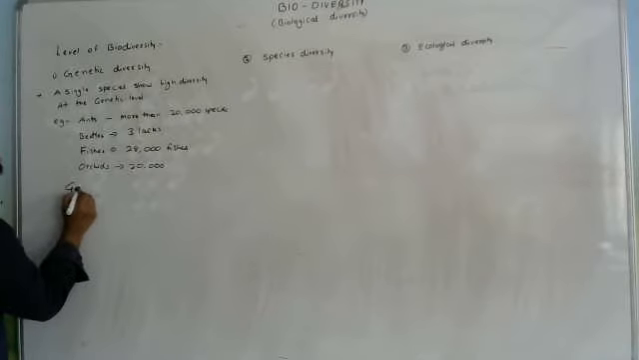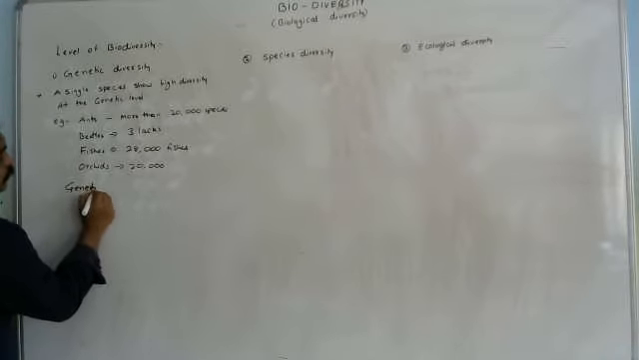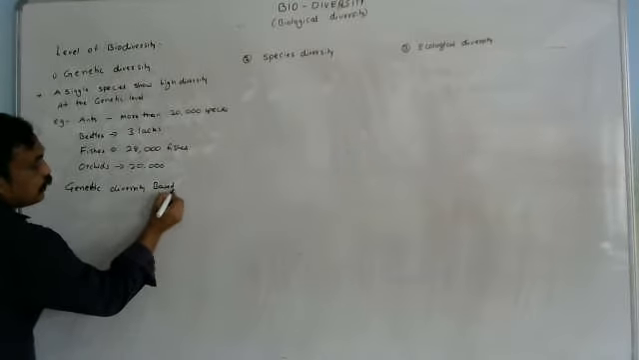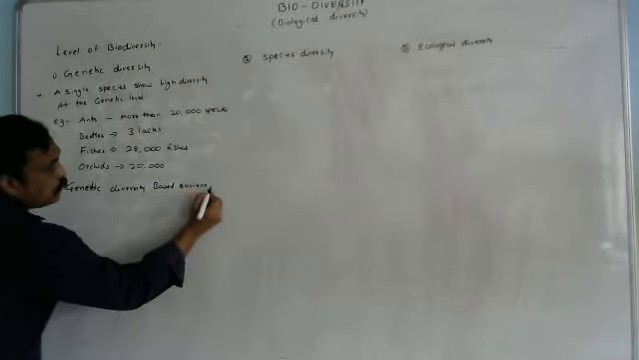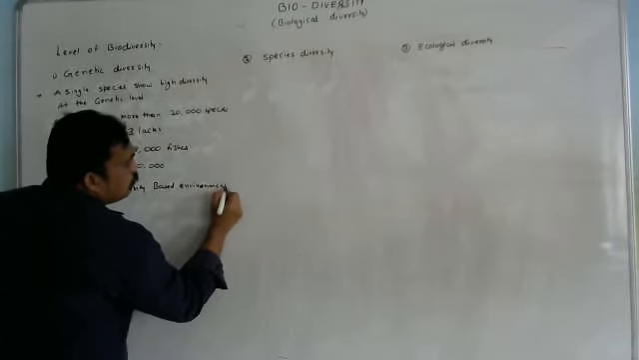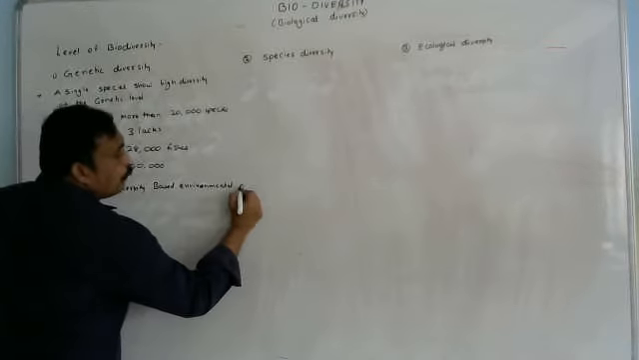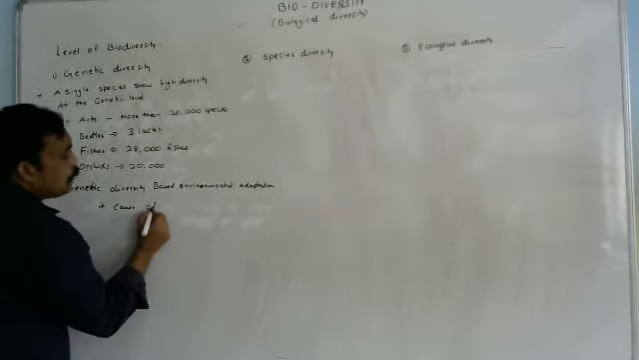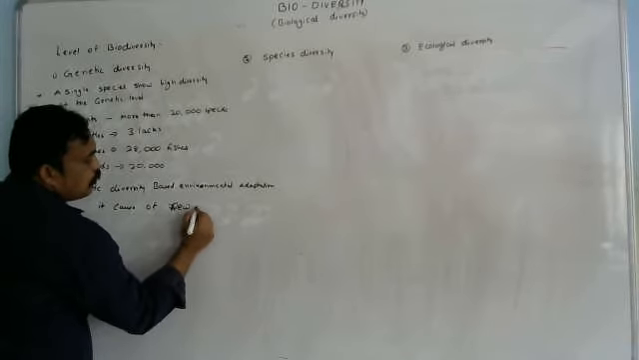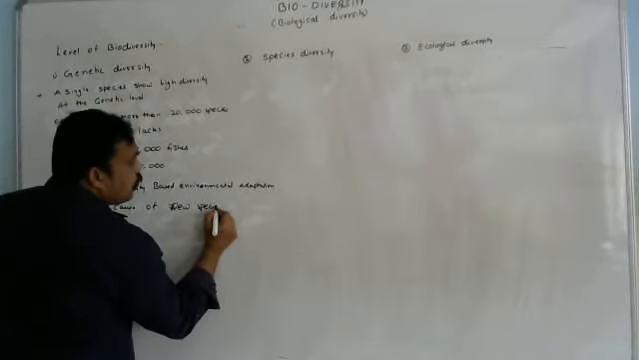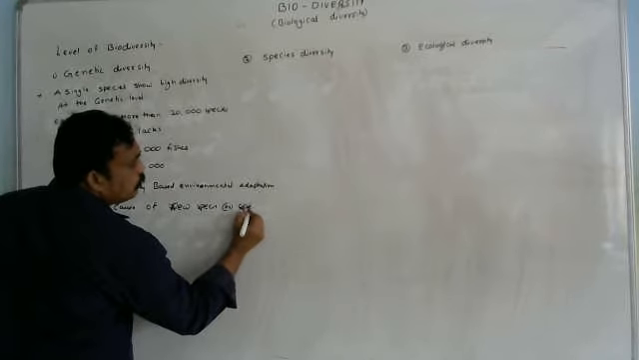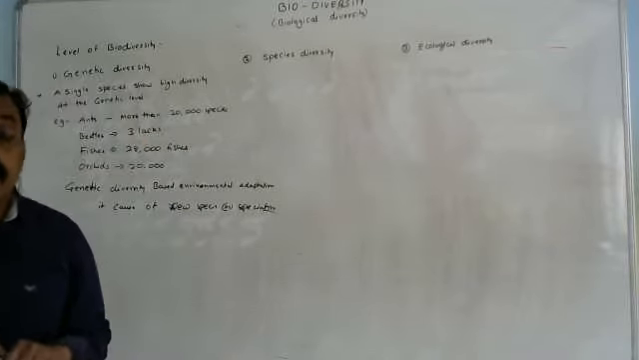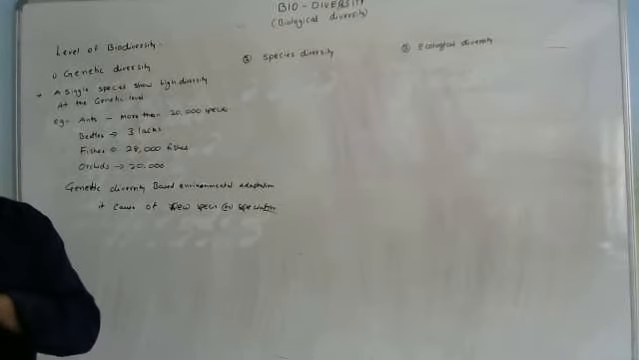What is the use of genetic diversity? Based on their environmental adaptations, it causes new species, or we can call it speciation. New species originate because, based on their environmental conditions, they adopt new characters. Their gene levels are different and changing. Sometimes what will happen?